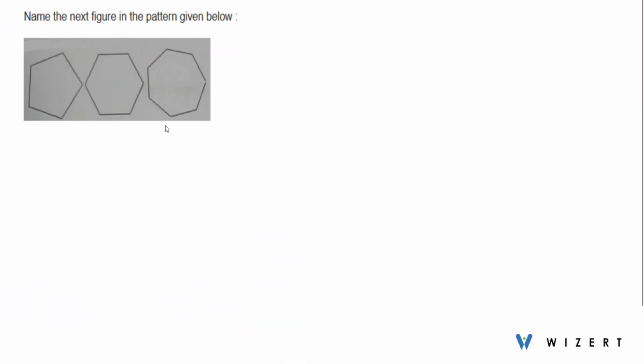According to the question, we have to identify the next figure in the given pattern below. Now carefully observe, we have three figures. So this is our first figure, this is figure number 1, this is figure number 2 and this is figure number 3. So let's draw the first figure. It's somewhat similar to this.